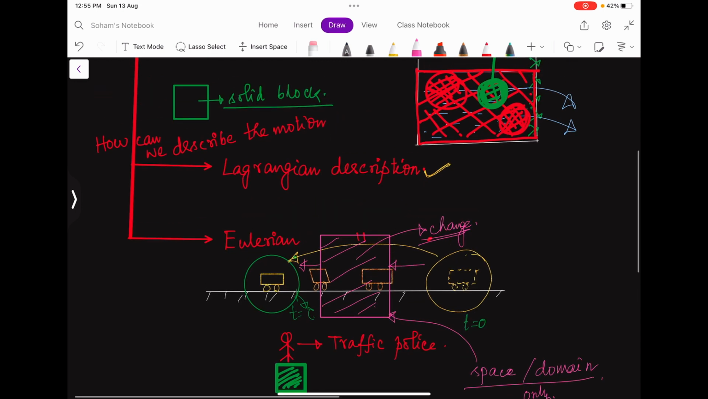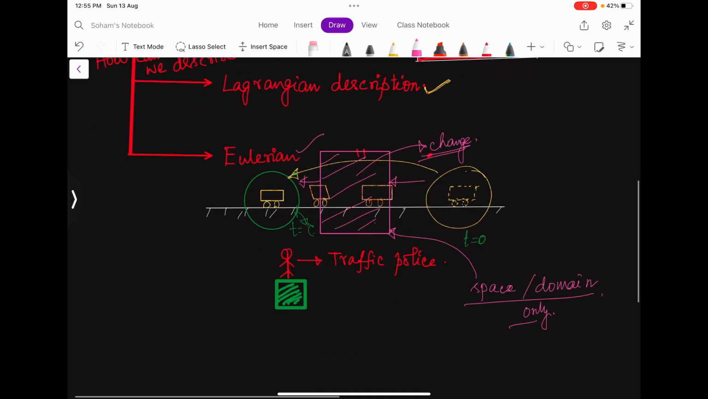So this kind of observation, in which you are only interested in a space or domain, in what is entering into the space, what is coming out from the space and what is changing in the space, is called Eulerian description. So I hope I am clear intuitively. Now let us look into the matter mathematically.